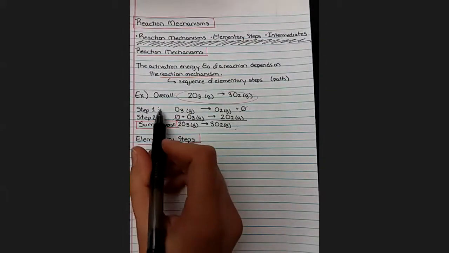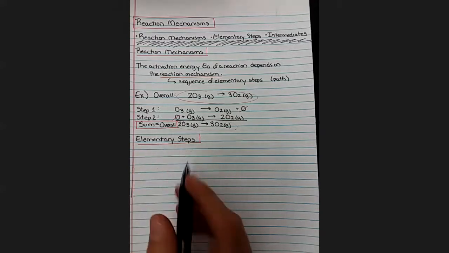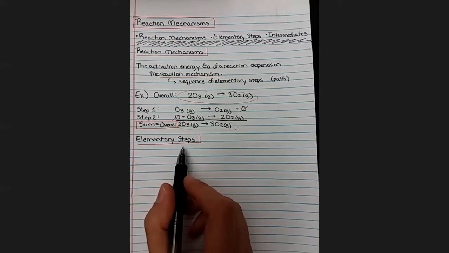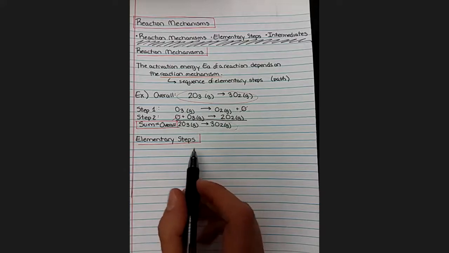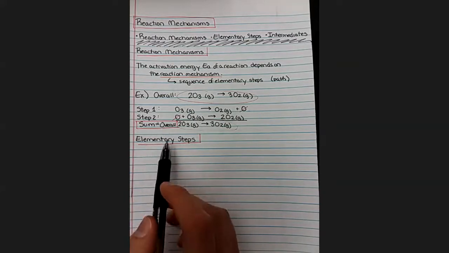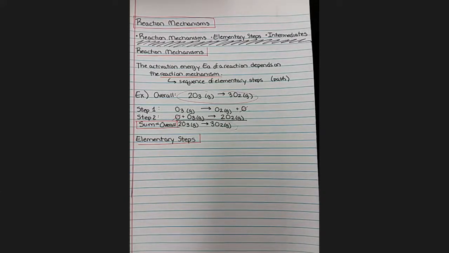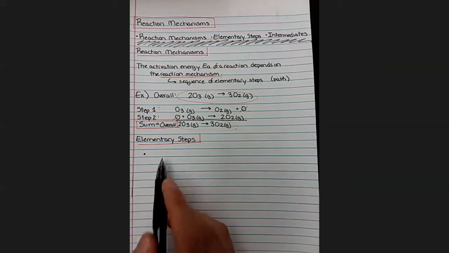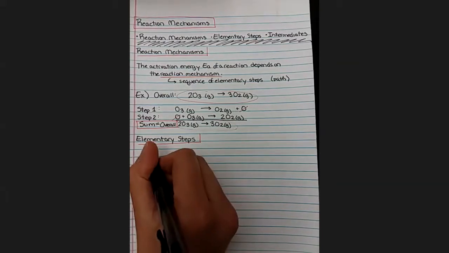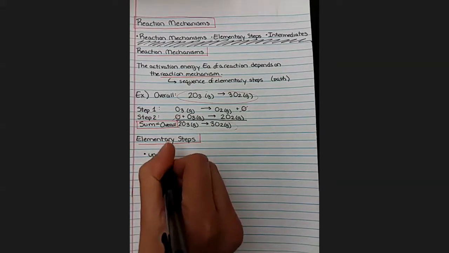So each of these steps is a specific kind of step, and it's called an elementary step. This isn't the same as a normal reaction. We know a little bit more information about these than we do about a normal step. So let's talk about what an elementary step looks like. You can tell if something is an elementary step by the number of molecules in the reactants.